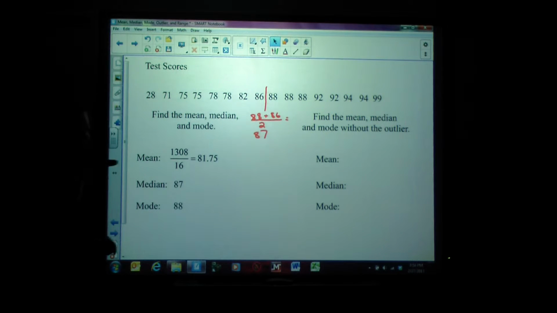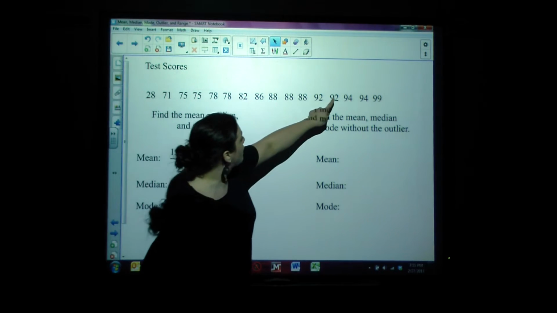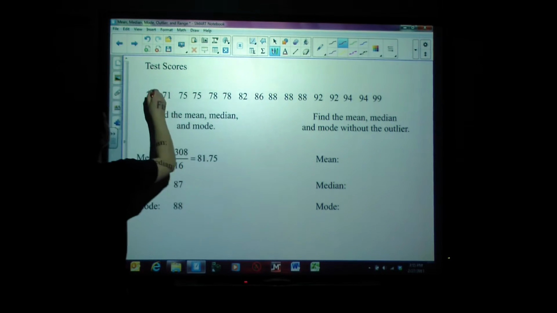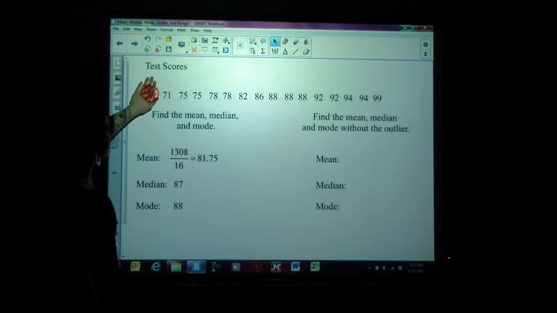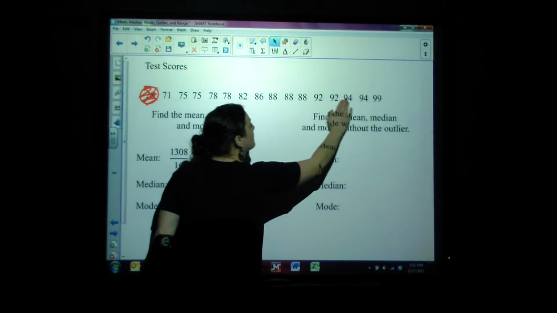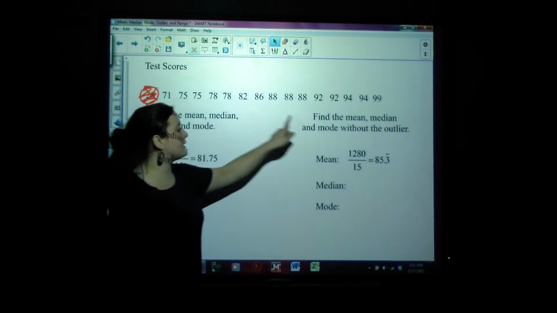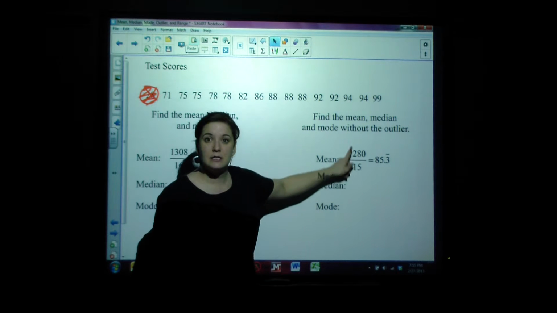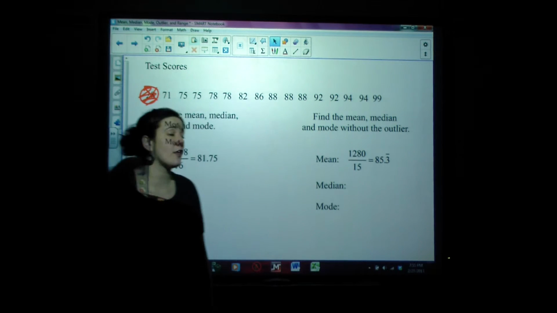Okay, so now let's bring in that outlier idea, that far removed data. If you remember from the picture of the dot plot, 28, which I have in order now, is a far removed data entry. So we are going to ignore this 28. We're going to take that outlier out of the data. Notice now if I don't have that outlier, I have only 15 data entries. So if I take these 15 numbers and add them up, and then divide by 15. Notice I'm dividing by 15. My total went down by 28 because I took 28 out. And instead of 16 numbers, I now have 15 numbers. So my mean changed. If I divide those, I now have a mean of 85.3 repeating, or 85 1/3.